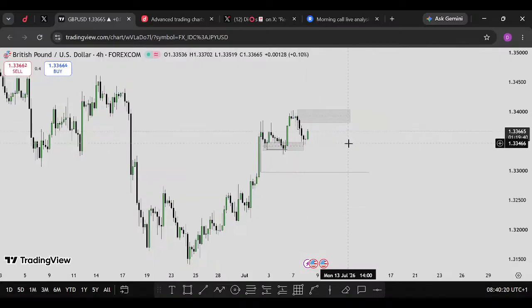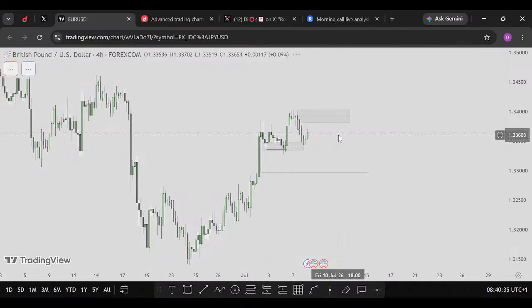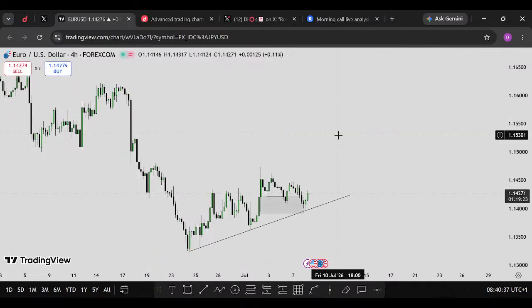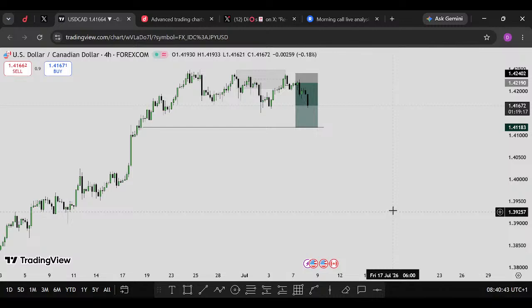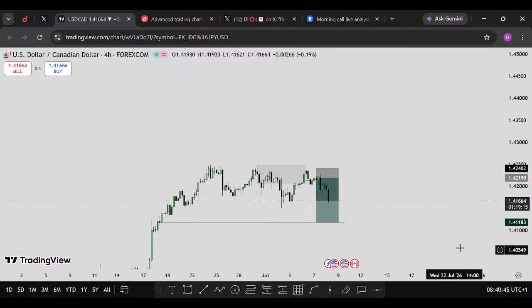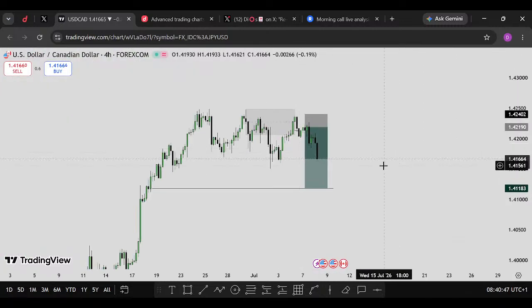For GBP USD, I'm expecting a sell to happen here. So if I get a displacement, we're going to take a sell from here down to this low, to this level here. So on GBP USD, I'm expecting a sell. On Euro USD, I said no buyers. If you want to buy it, you can buy. If you want to sell, you can. I don't have any buyers on it yet. For USD CAD, we already had a sell, holding the sell. I explained everything for us, right?